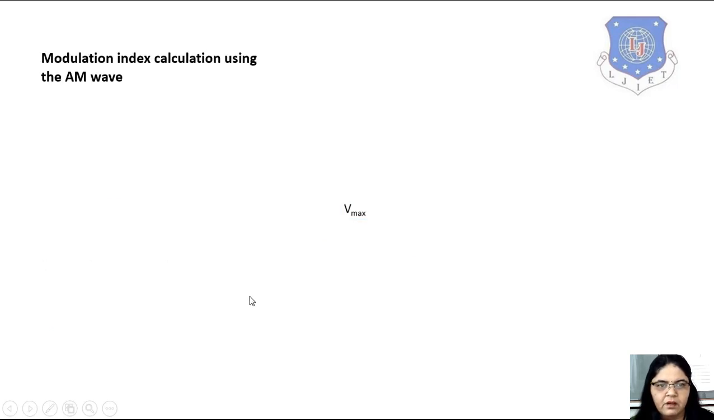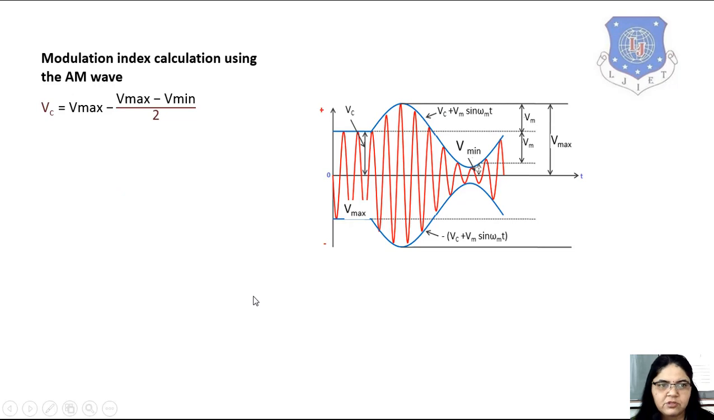So now again we have the same equation, V maximum minus (V maximum minus V minimum) upon 2. We'll take this to this side. So it is 2 V maximum minus V maximum, so it is V maximum, plus V minimum, upon 2. So now we have the value of Vm and Vc both.